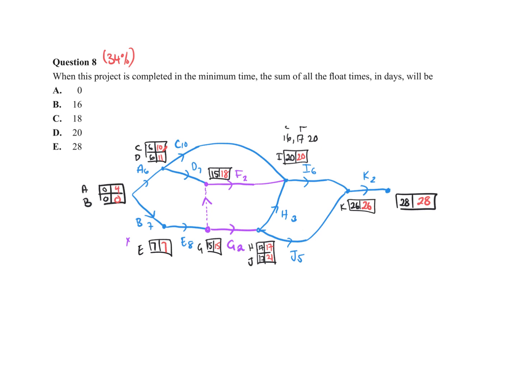So they're asking for the sum of all the float times. If I look at them, you've got to just add them up. This one's 4. This one's 5. Oh, sorry, I'll do it in a different colour. This one's 4, 5, 4, 3. Down here we've got a 4. So there's all those float times. So if you add them up, you get 4 plus 4 plus 5 plus 5 plus 3 plus 4, and that equals 20.